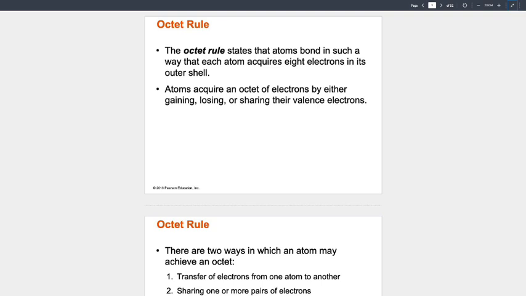Okay? This is why it's important to know our valence electrons. Fluorine has how many valence? 7. How many does a noble gas have? 8. What does fluorine want to do? It wants to steal one from somebody else. It wants to steal an electron from somewhere else.